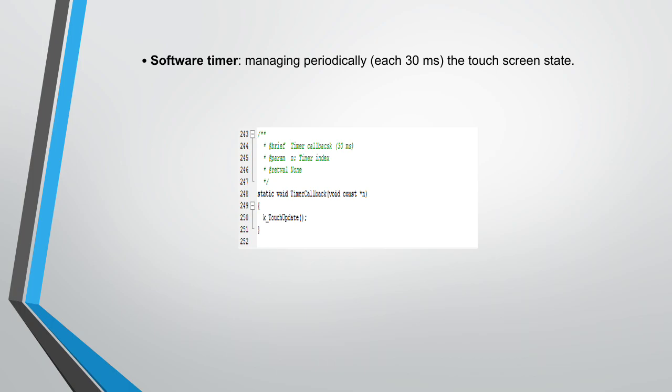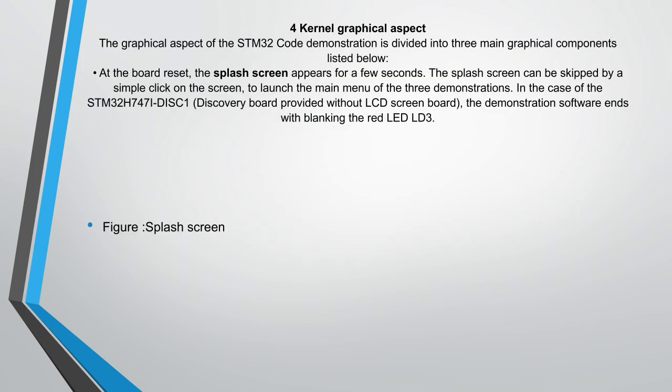Let's quickly jump on to the kernel graphical aspect. The graphical aspect of the STM32Cube demonstration is divided into three main graphical components listed below, starting with the splash at the board reset. The splash screen appears for a few seconds. The splash screen can be skipped by a simple click on the screen or through a hardware button to launch the main menu of the three demonstrations.